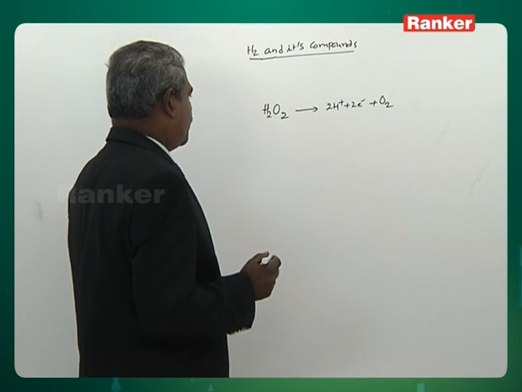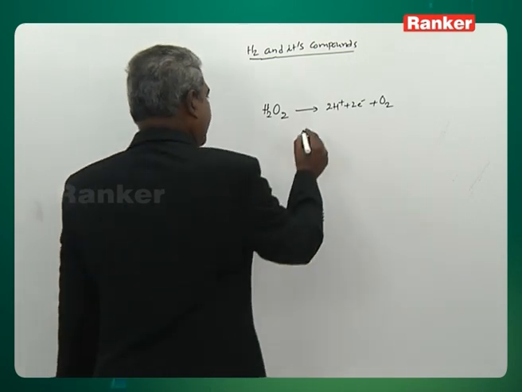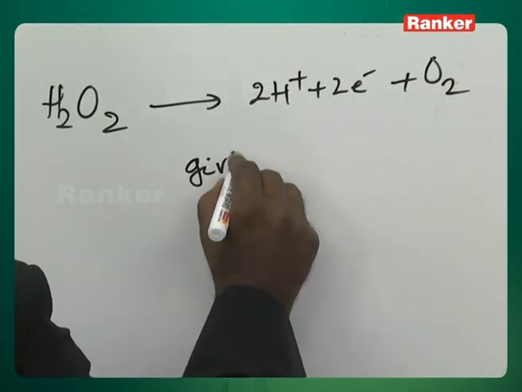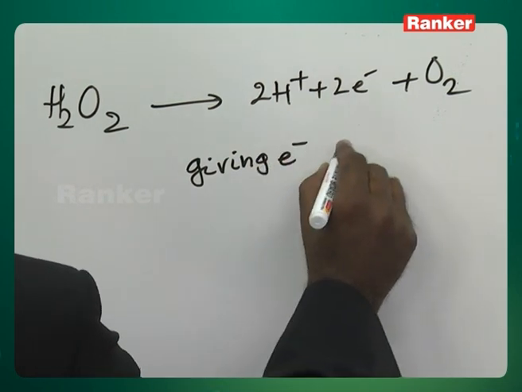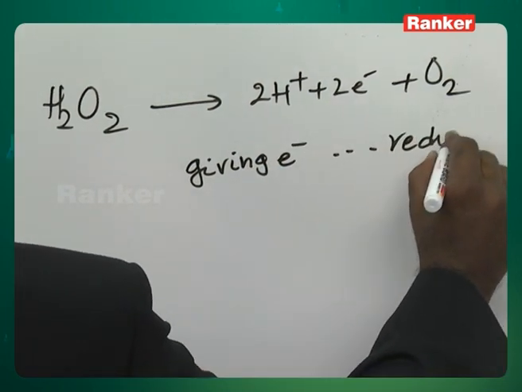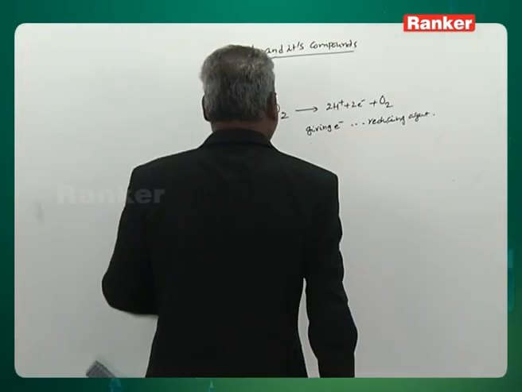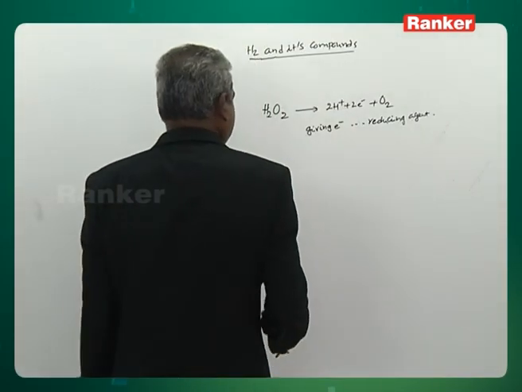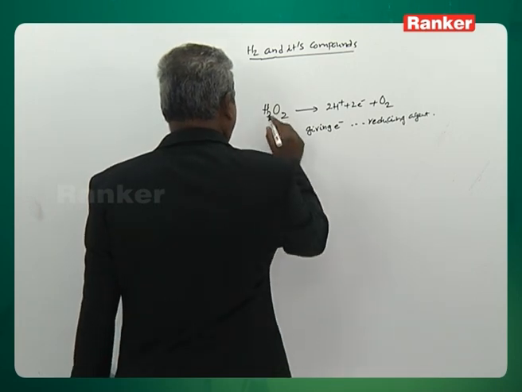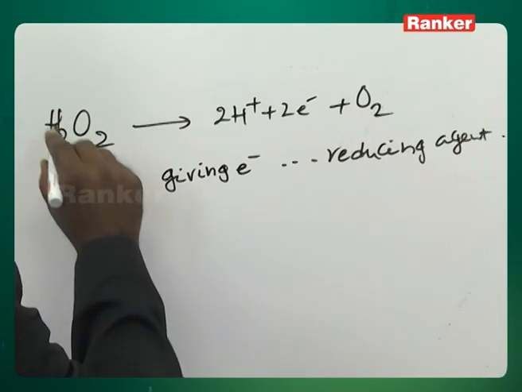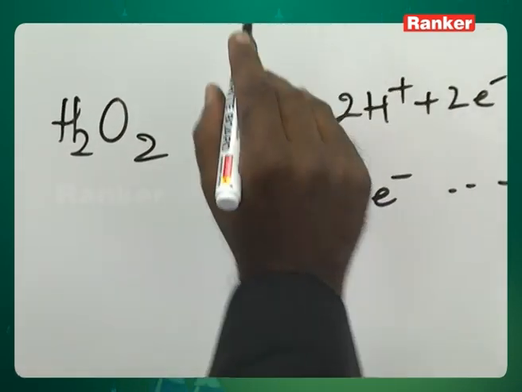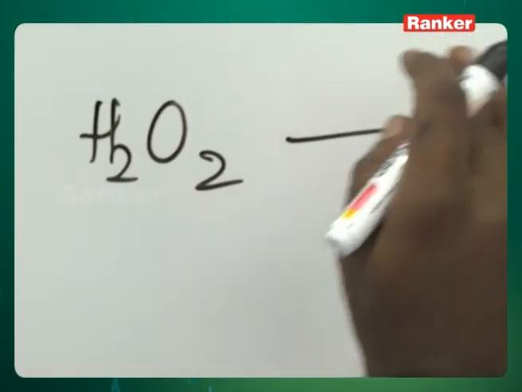Therefore, what are you getting? What is H2O2 doing here? Giving electrons. In this reaction, giving electrons, what do you call? Reducing agent. One who gives electrons is called a reducing agent. Now, it means H2O2 supplies those protons, electrons to another person's oxygen.